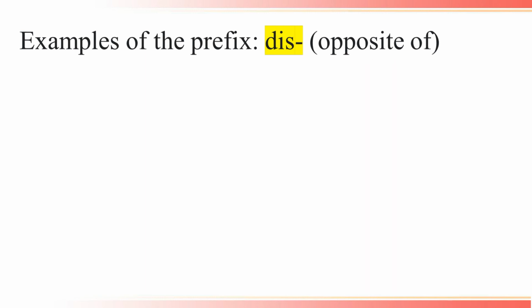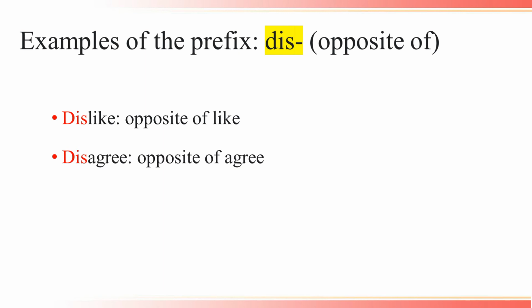So the first example is dislike, which means opposite of like. The second example is disagree, which means opposite of agree. As you can tell here, we are adding a prefix at the beginning of the word to change the whole meaning of the word.